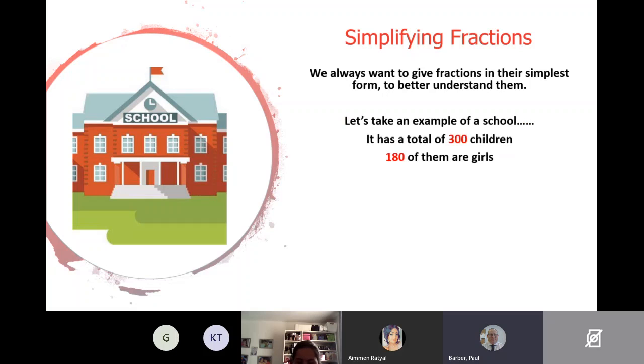The school has a total of 300 children, and 180 of those children in that school are girls. And we want to know what fraction of the school are girls. So as a fraction, it's 180 out of 300. Our total is 300, which is our bottom number, our denominator. And our numerator, our top number, is how many we've got. In this case, we've got 180 out of 300. So we will write the fraction as 180 over 300.